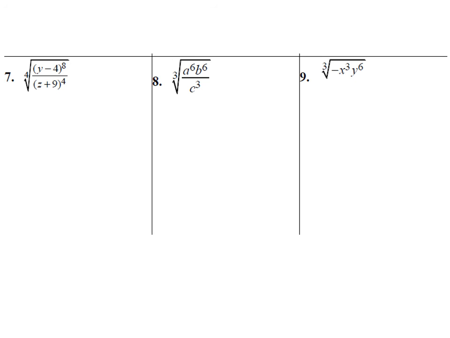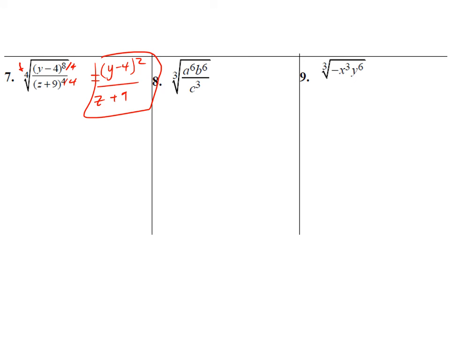All right. Here's some additional practices for you before you get started on your classwork. Please pause and try. Thank you for pausing. Let's check and see how you did. Hopefully we're getting pretty fast at this. So my index is 4. I'm going to divide each power by 4. And I end up with y minus 4 squared over z plus 9.